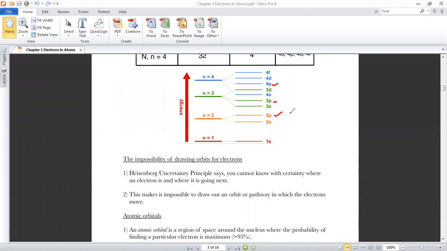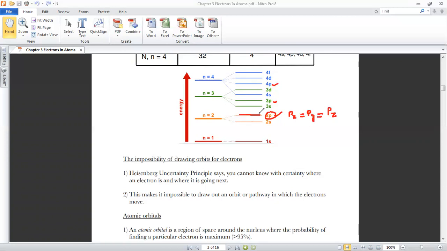It means that px has energy equal to the energy of py, and py has energy equal to pz. So all these three orbitals in a subshell have the same energy. They do not occupy different energies. That's why, as a collective, the p subshell has only one energy level, and all these three orbitals will have the same energy. They will not have different energies.